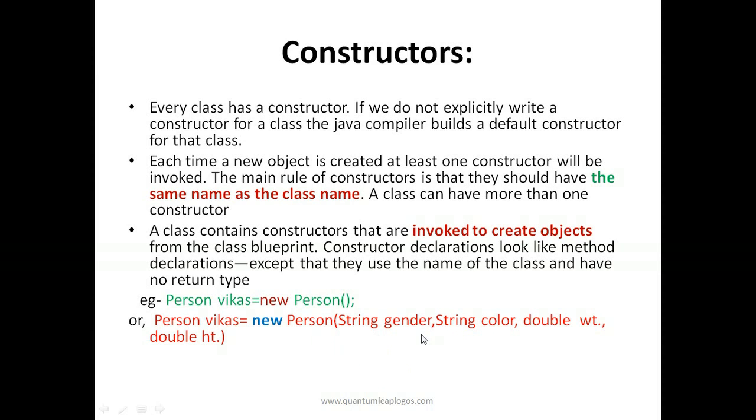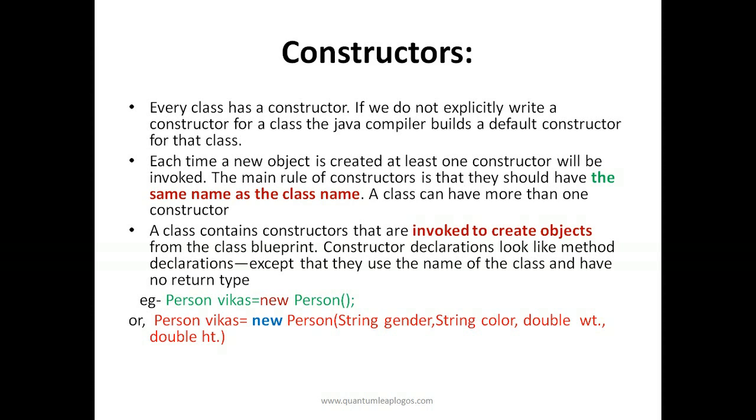One constructor has string gender, one has string color, and one can have string gender and string color. Likewise, one constructor can have string gender, string color, and double weight, and one constructor can have all four parameters. So any number of constructors is possible in a class, but they must have different signatures. Two constructors with the same signature in a class is not possible.